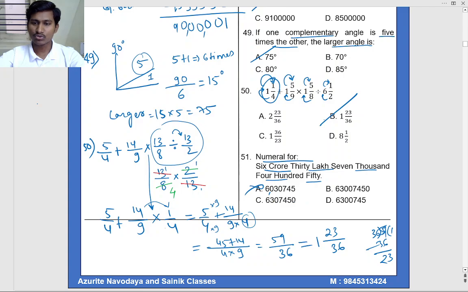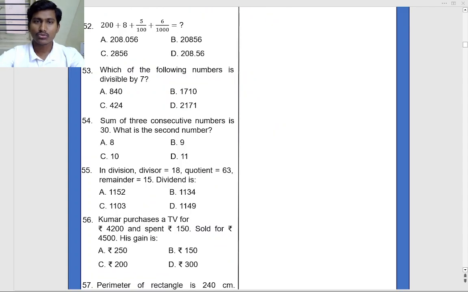So 30 lakhs. So it is there in now B, C, D. So 30 lakh 7,000. 30 lakh 7,000, right? Yes. So 7,000 is there in all. So 450. So 6 crore 30 lakh 7,450. So option will be option B, right? So this is also not possible. This is also not. So option B is the answer here. Okay, good.